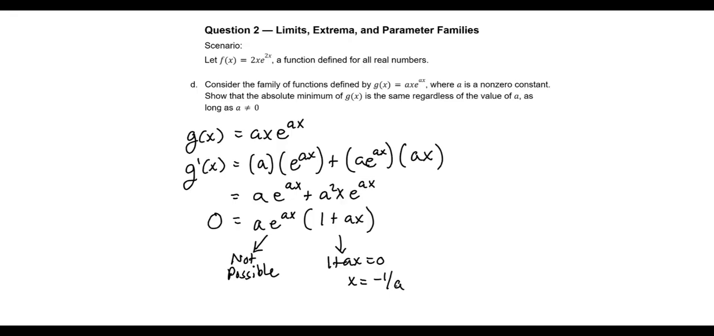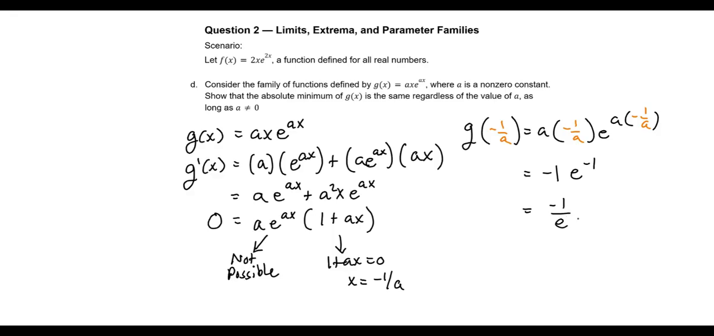Then what we're going to do is take negative 1 over a and plug it back into our original function. So g of negative 1 over a. So let's see what happens when we do this. Okay, so a times negative 1 over a is negative 1. We get the same thing up here, negative 1. And if we simplify it, we get negative 1 over e, which you'll notice is the same answer we got from before. So indeed, it does not matter what constant you use here, you would have always gotten this as your absolute minimum.